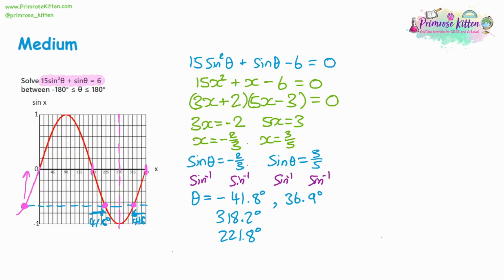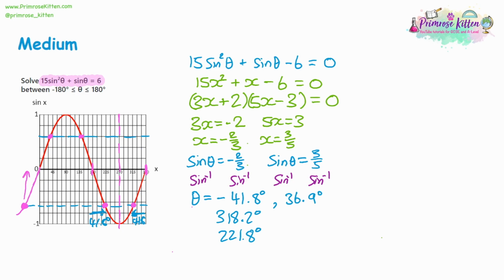Now, the next thing to do is do the same process for the 36.9. Now, that was from 3/5. 3/5 is going to be 0.6. That's going to be up here. Now, you can see there are two answers in between 0 and 360. The first one is just before 45 degrees. So that's the one we've got, 36.9.